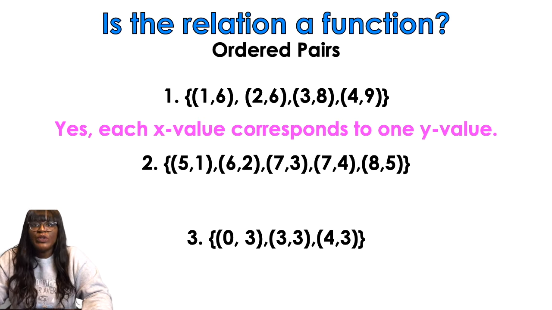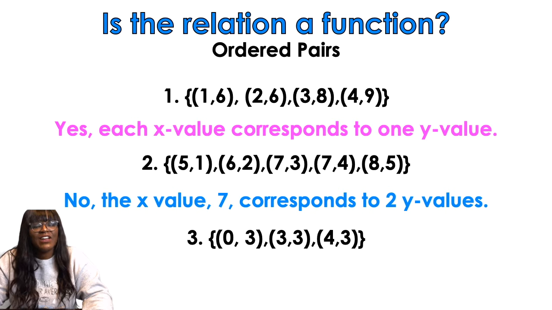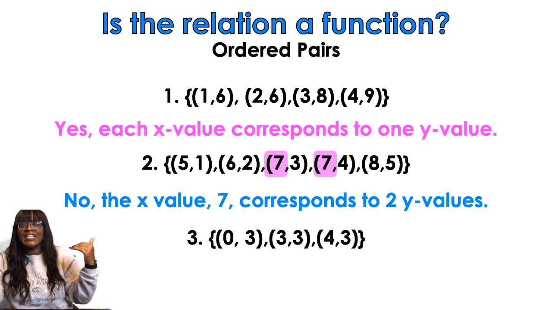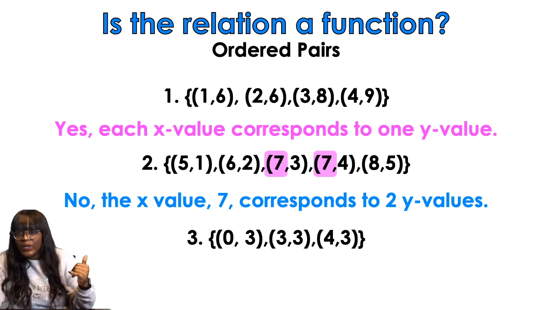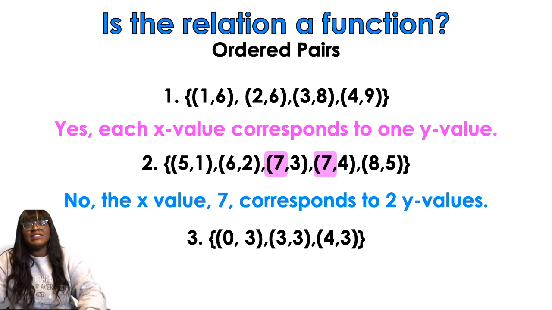Number two, when we're looking at it, we have a 5, we have a 6, we have a 7, we have a 7, and we have an 8. What does that tell me? No, it's not a function because the X value 7 corresponds to two Y values. I cannot have any repeating X values. No repeating X values are allowed. And because of that, that's what makes that not be a function.